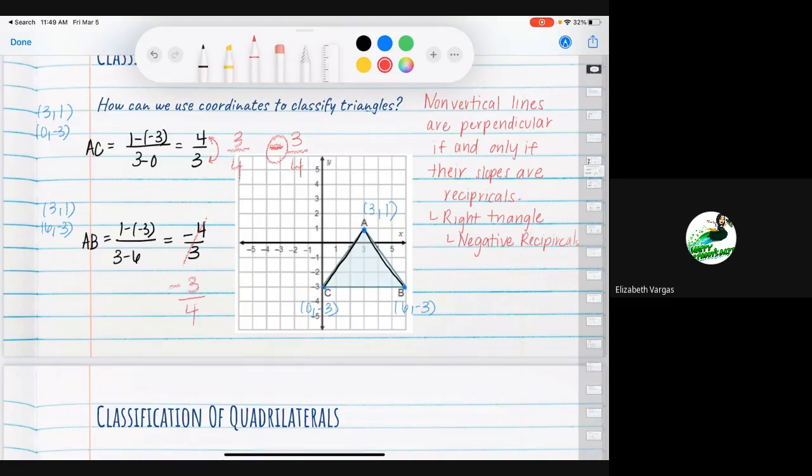Okay, same thing here. If I want to look for the negative reciprocal of this, I'm going to switch it to 3 over 4 and then change the sign. So I would have had to have had a 3 over 4. Okay, and so because these are not negative reciprocals of each other, then this triangle is not a right isosceles.